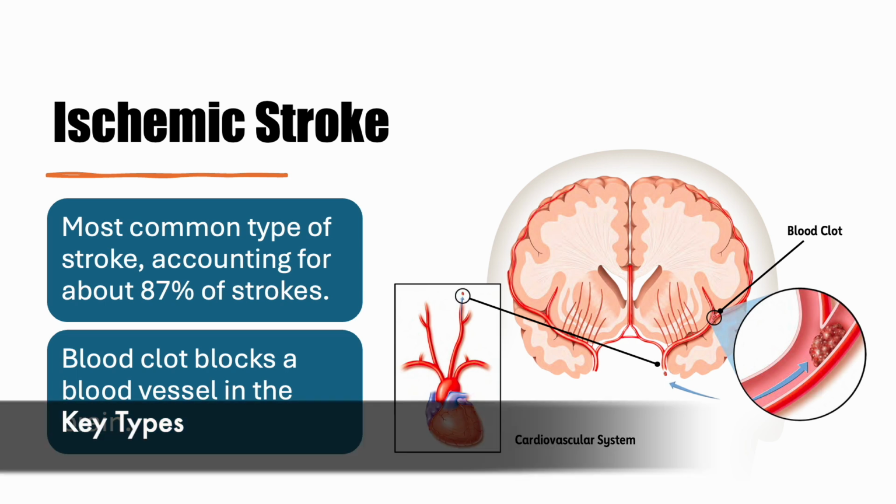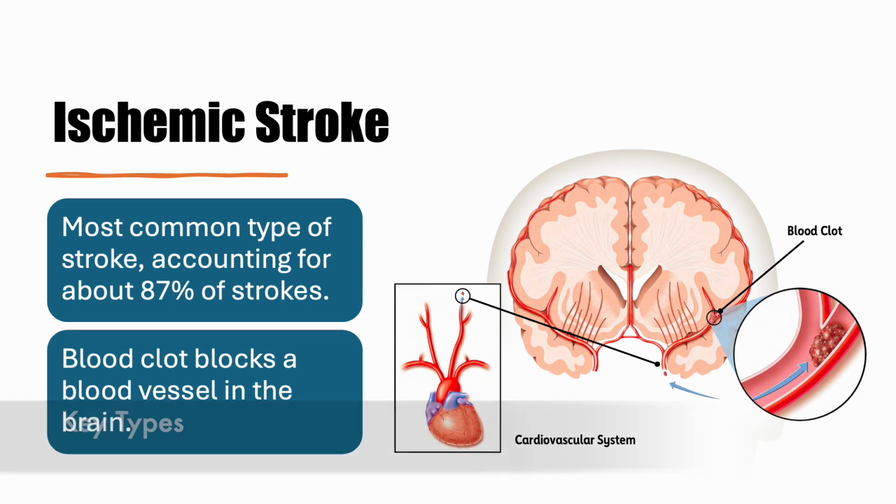There are two major types of strokes. The first one is ischemic stroke, and this is the most prominent stroke which can happen.